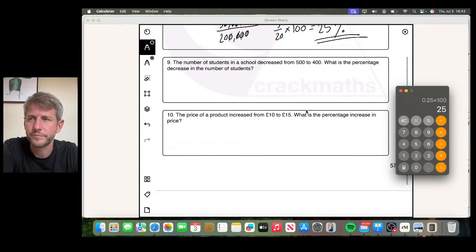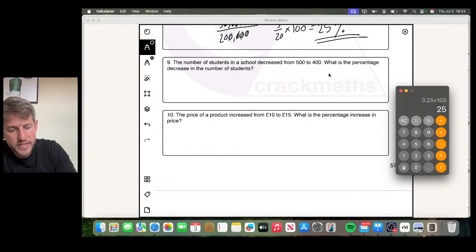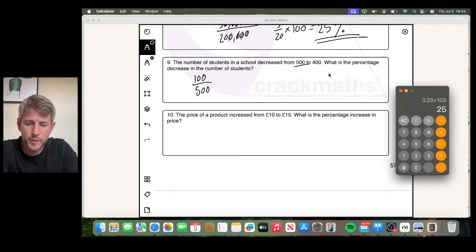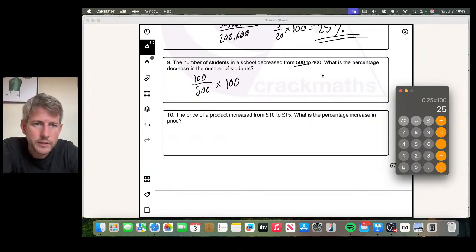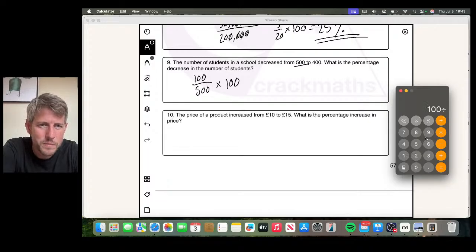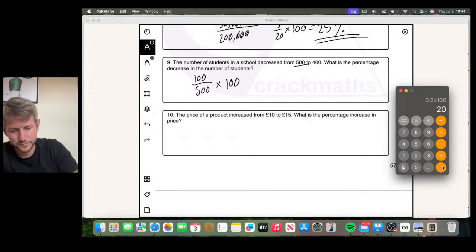Question 9. The number of students in a school decreased from 500 to 400. What is the percentage decrease in the number of students? Okay, so we've decreased from 500 to 400, so that's a decrease of 100, decreasing from the 500, so that would be 100 divided by 500, and then times 100. Okay, let's work this one out. I think it's going to be 20% again, actually. 100 divided by 500 equals 0.2 times 100 gives us 20%.